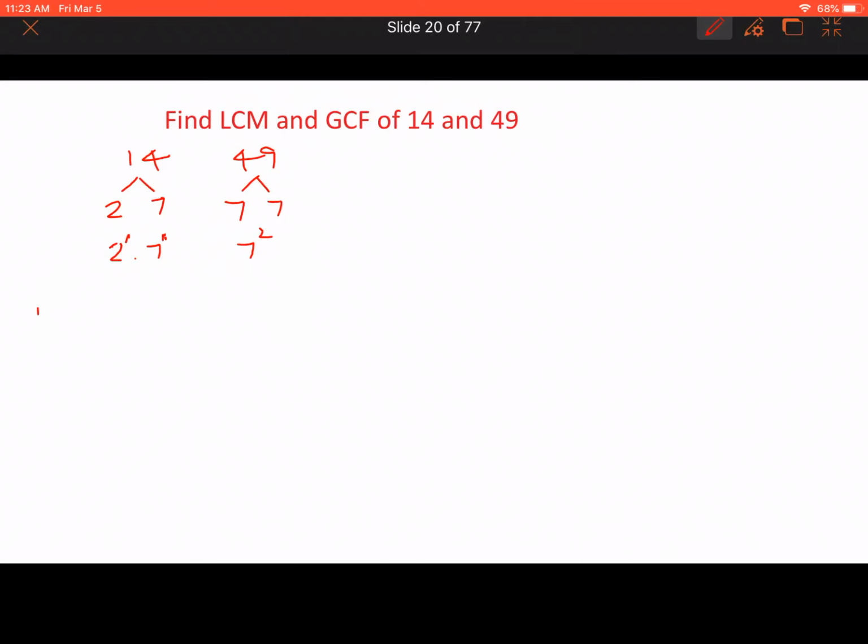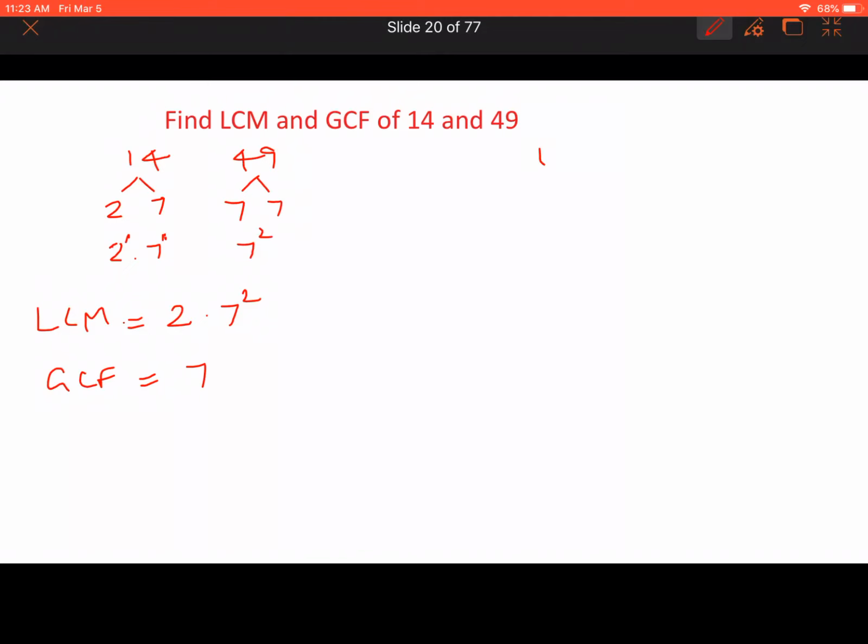Okay. So when we write the LCM, we have to write all the factors, right? 2, and here it is 7 power 1 and 7 power 2 is there. So we have to take the base with the highest power. So that is going to become the LCM. And for GCF, 7 is occurring one time, common in both of them, right? So 7 is the GCF.